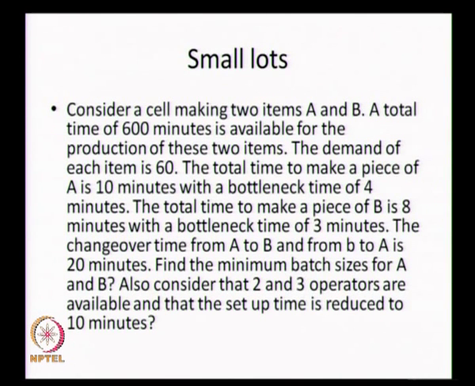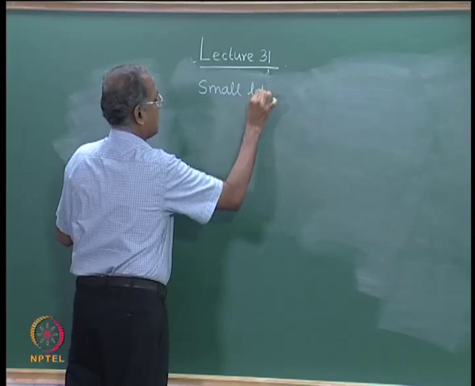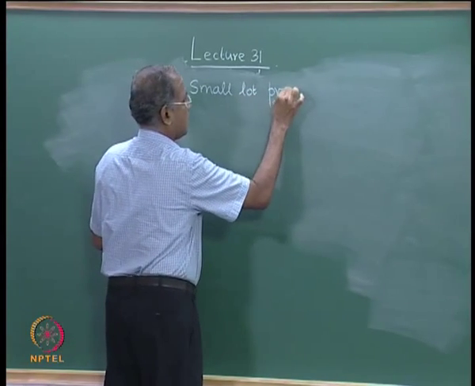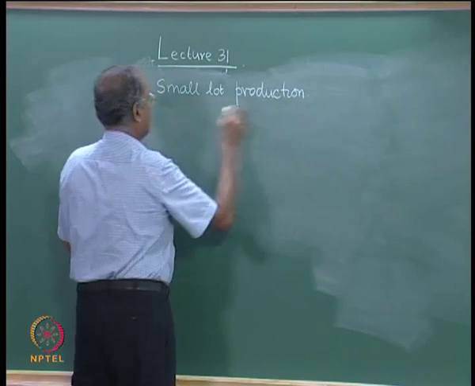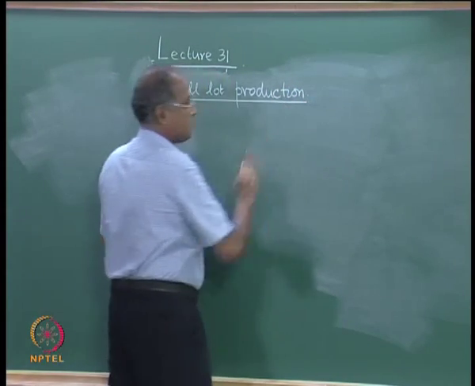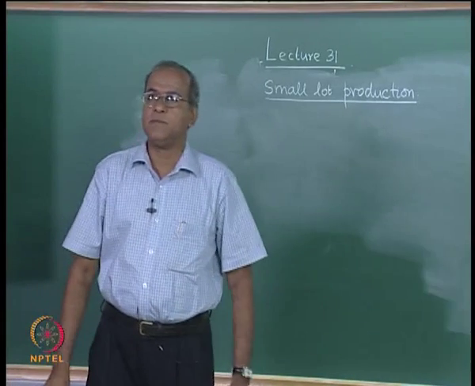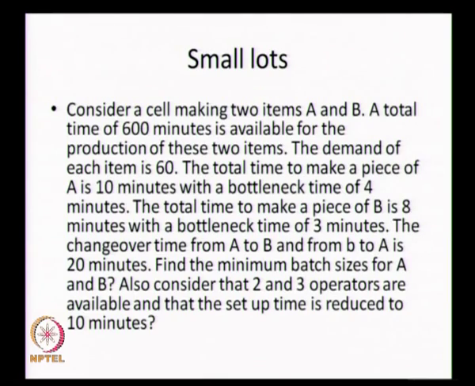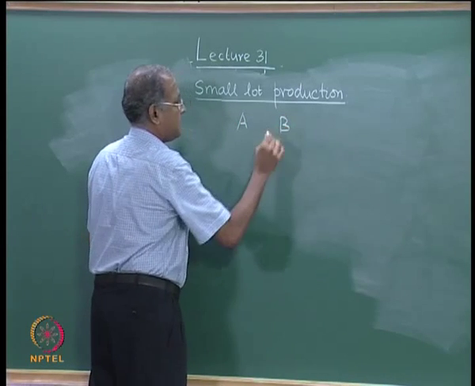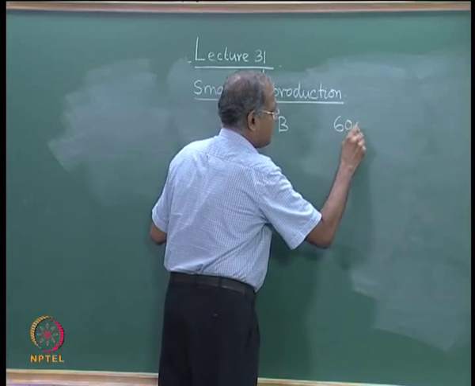Now, we look at one more model under JIT which talks about small lot production. So, consider a cell making 2 items A and B. There are 2 items A and B that are made and 600 time units are available.